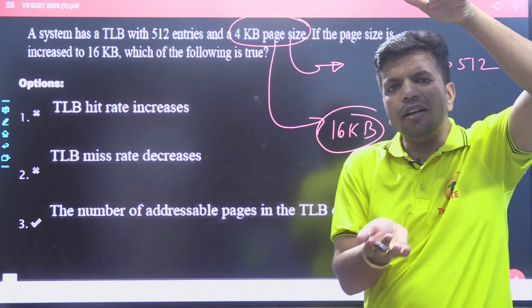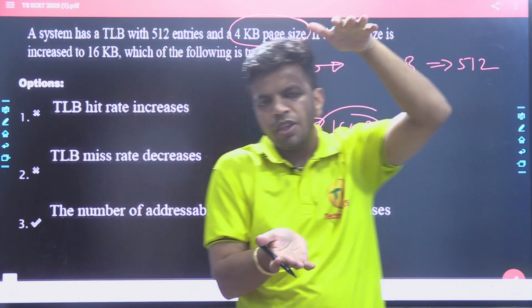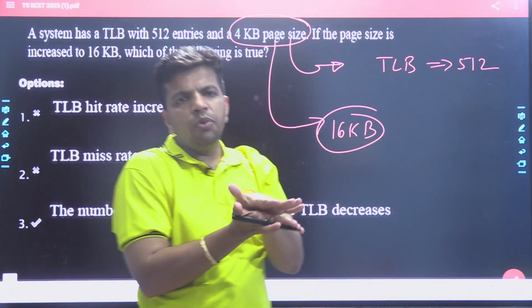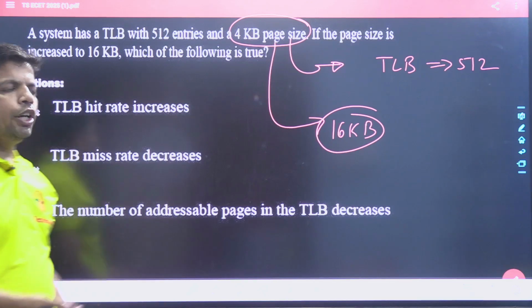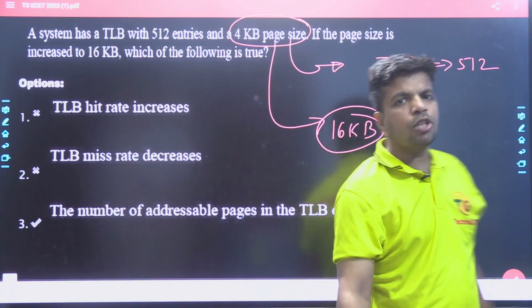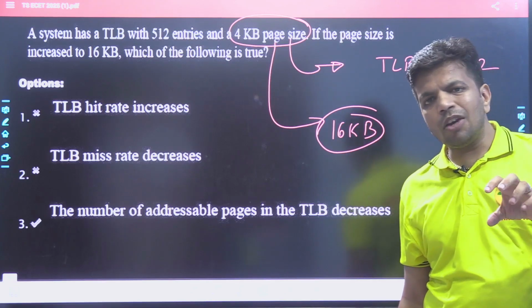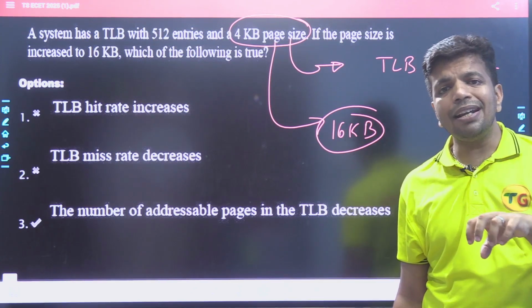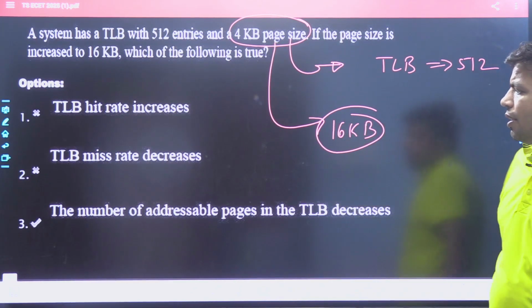If we increase the page size by 16 KB, meaning the size of the page increases, then the number of pages is going to reduce. If the number of pages reduces, then the number of addressable pages in the TLB reduces. So we need fewer entries in the TLB. So we can go with the third answer.